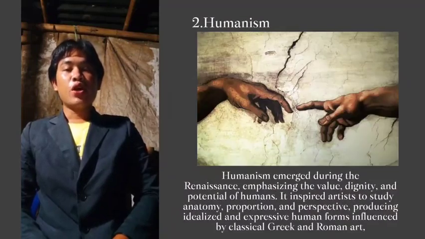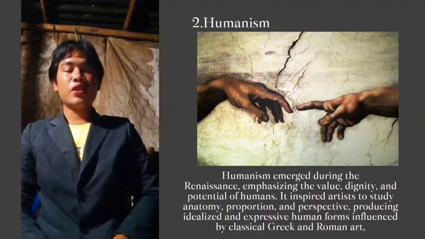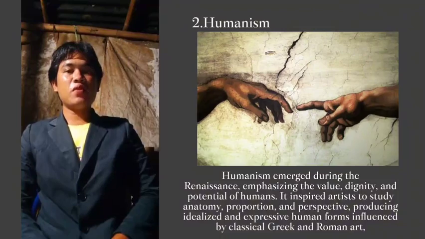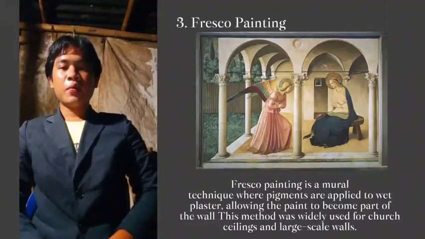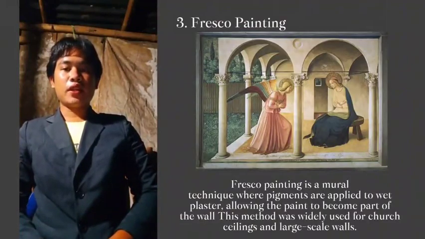Number 2. Humanism. Humanism emerged during the Renaissance, emphasizing the value, dignity, and potential of humans. It inspired artists to study anatomy, proportion, and perspective, producing idealized and expressive human forms influenced by classical Greek and Roman arts.